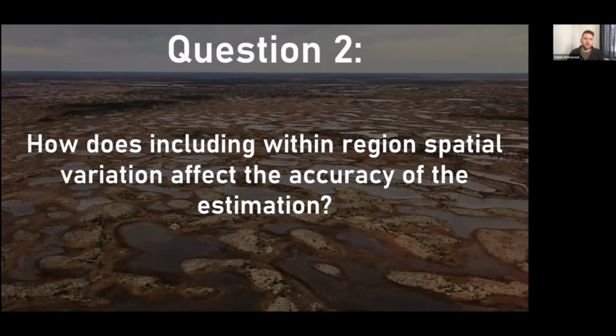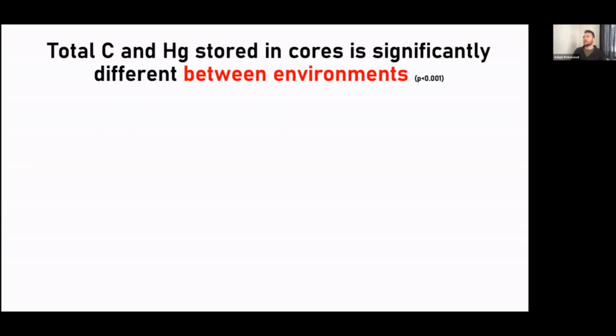So that brings me to my second question: how does including within-region spatial variation affect the accuracy of the estimation? Is it going to significantly change how much mercury we estimate in the region? So what we find is that total carbon and mercury stored in the cores specifically is significantly different between environments.